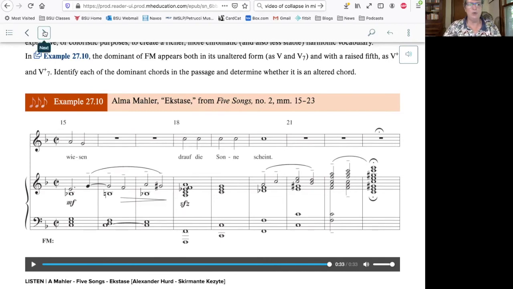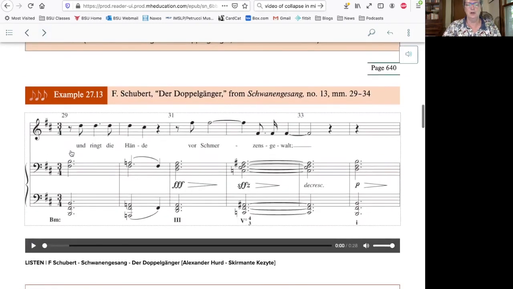And the last example we'll listen to is example 27.13. We're in the key of B minor, and we have one of those chords with a lowered fifth. Think of what the 5-7 chord is in the key of B minor. It would be an F sharp, A sharp, C sharp, E chord. F sharp, A sharp, C sharp, E.